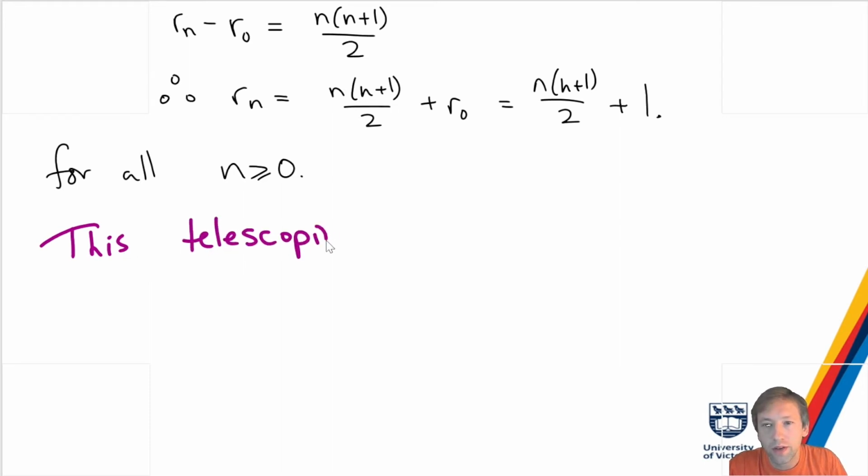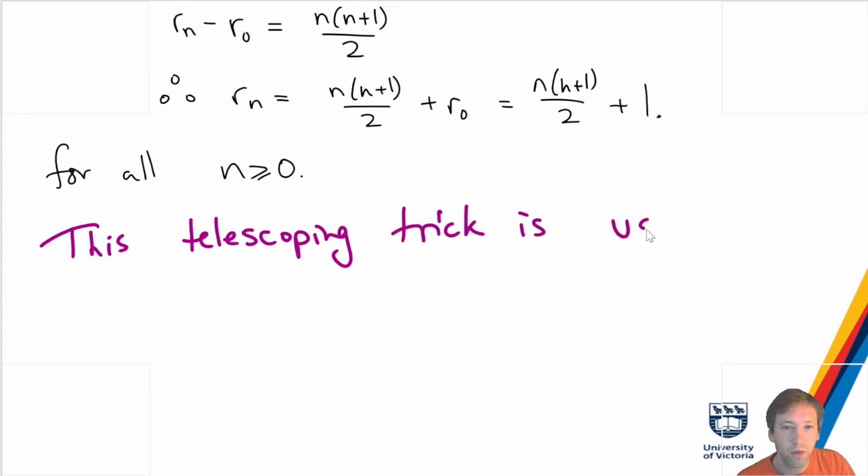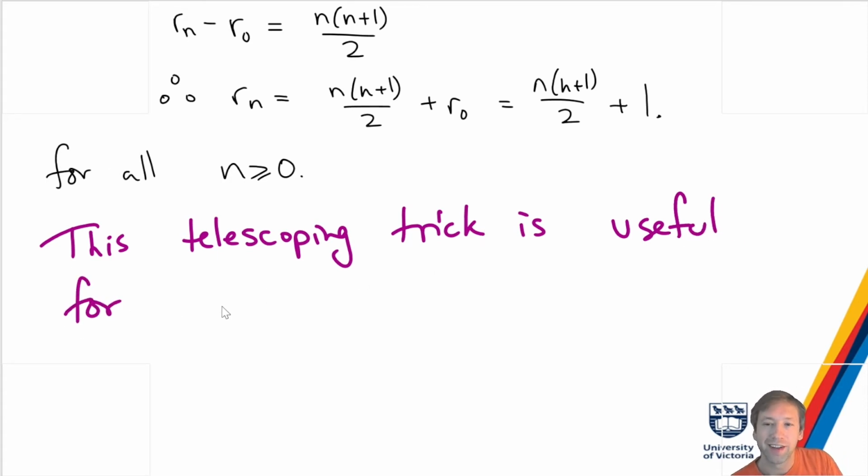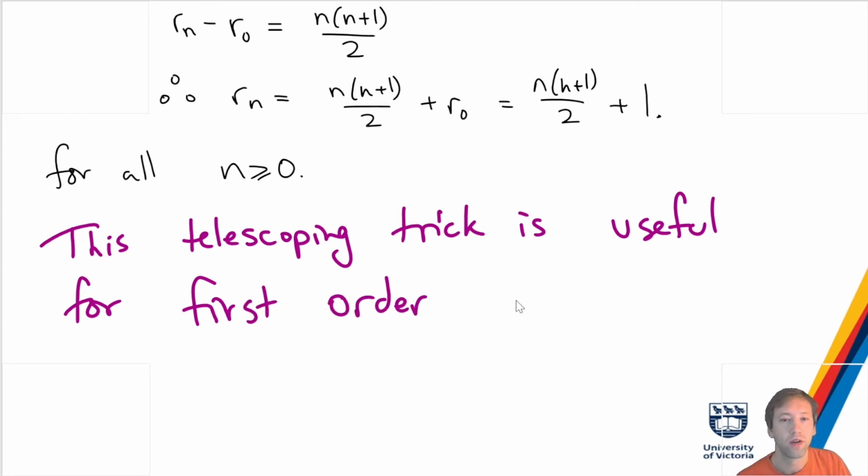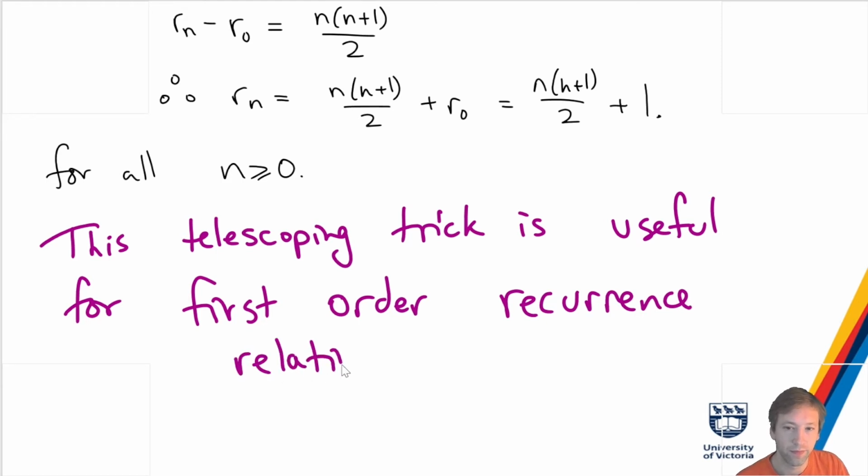So the telescoping trick that I've done here is really useful for first order recurrence relations. It's not going to be very useful for second order recurrence relations, but that's okay. We'll find other methods to solve those.